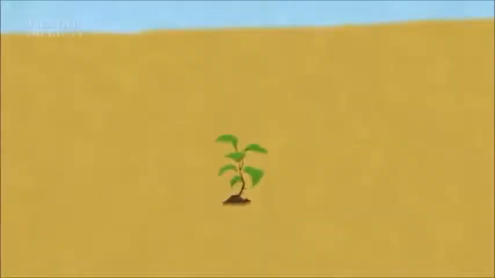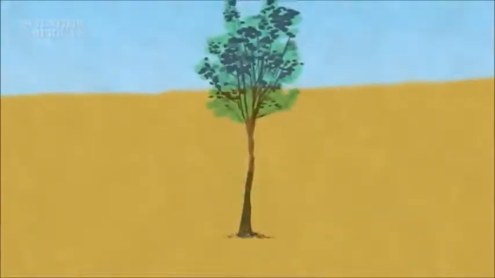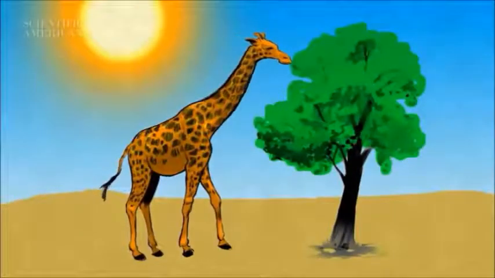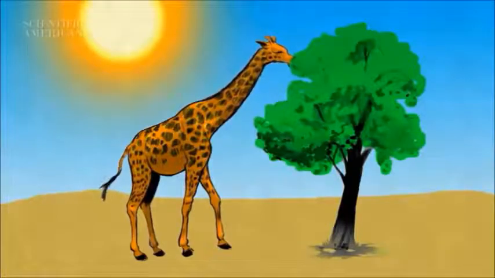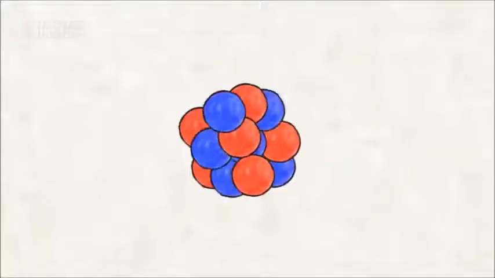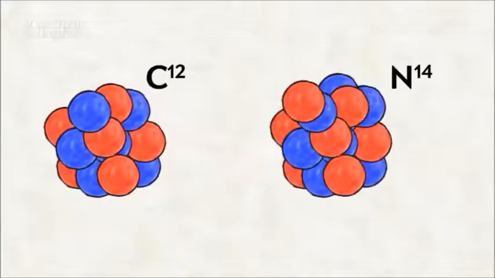Every living thing is made of carbon. Plants grab carbon dioxide from the atmosphere and use it to form complex organic molecules. Animals get their carbon by eating these plants. Most carbon atoms have 6 protons and 6 neutrons. We call this carbon-12. High up in the atmosphere, sometimes, cosmic rays hit nitrogen atoms. This creates carbon with 6 protons and 8 neutrons.